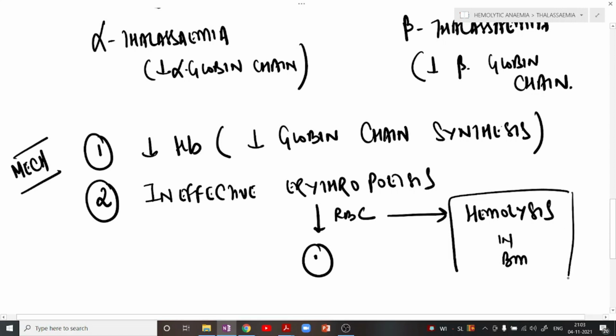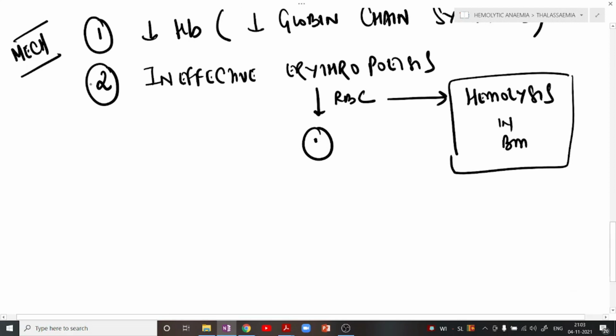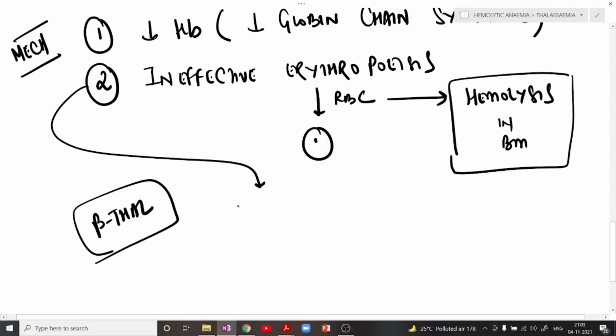Now let me make you understand why this hemolysis is taking place. So just pay a little bit of attention over here, what is the cause of ineffective erythropoiesis. Let us take the example of beta thalassemia. Now what is happening in case of beta thalassemia? If you see over here, normally we have 2 alpha and 2 beta chains. In beta thalassemia, this particular beta chain is not there.